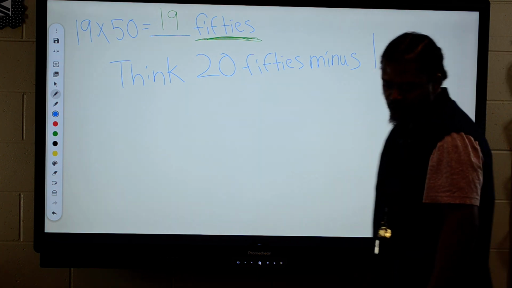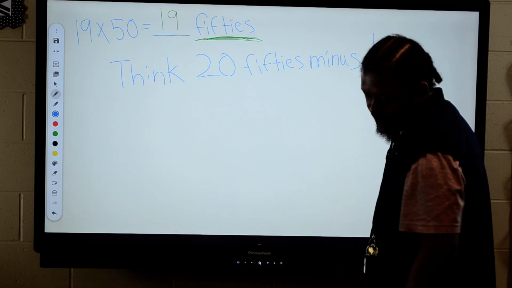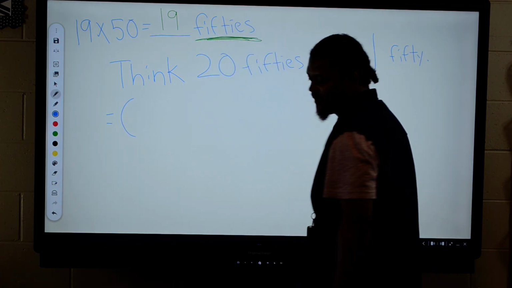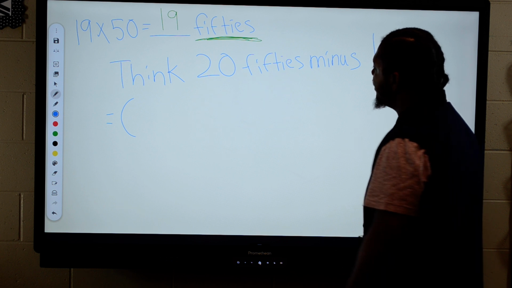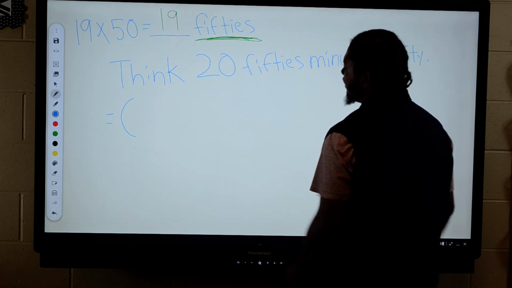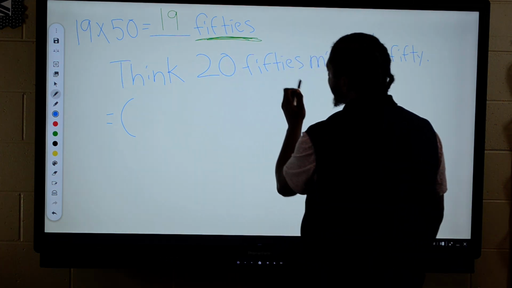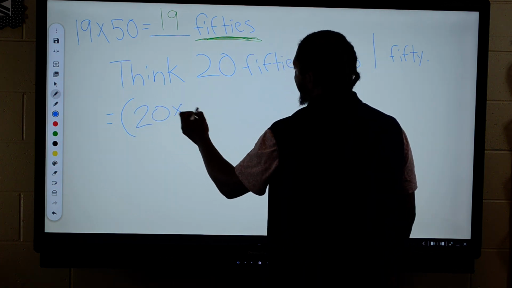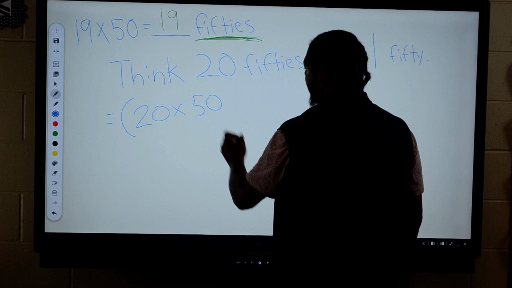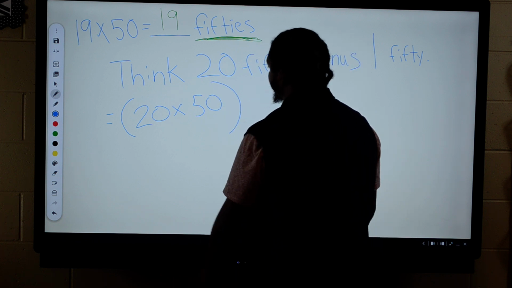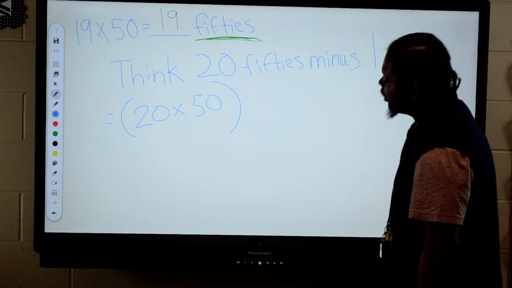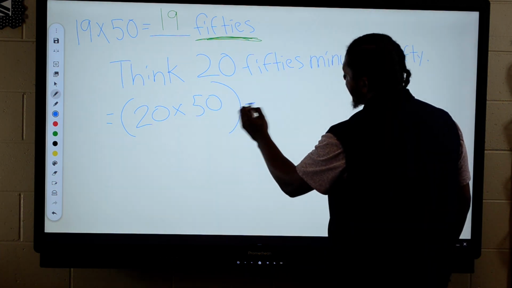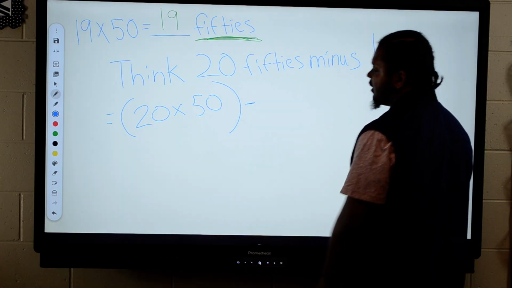Okay? So after we do that step, we can go ahead and create our equation. So we're going to put a parenthesis around our first part. If it says think 20 50s, then we've got to put our 20 50s. What's the same thing as saying 20 50s? That's the same thing as saying 20 times 50. And we can close that parenthesis, okay? Now, actually, I'm sorry, we're going to add a minus right here, subtraction symbol right there, okay?